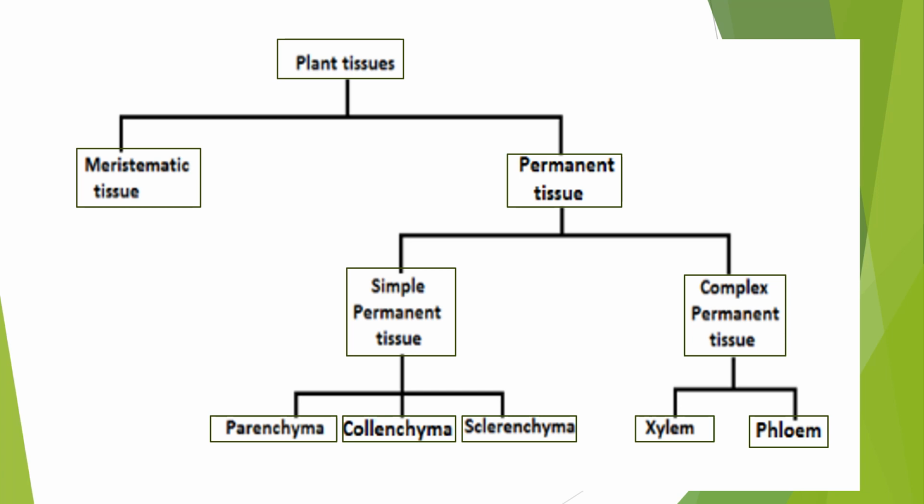Then the whole plant tissue is divided into two categories. One is meristematic tissue, one is permanent tissue. Permanent tissue is again categorized into two types. One is simple permanent tissue, the second one is complex permanent tissue. Simple permanent tissue: one is parenchyma, second is collenchyma, third is sclerenchyma. Complex permanent tissue is divided into two categories, one is xylem and the second one is phloem.